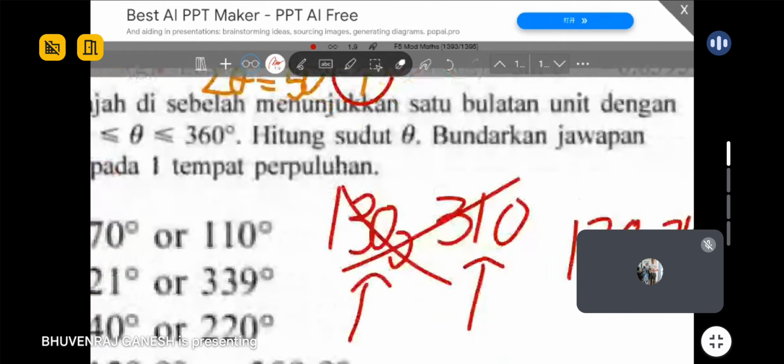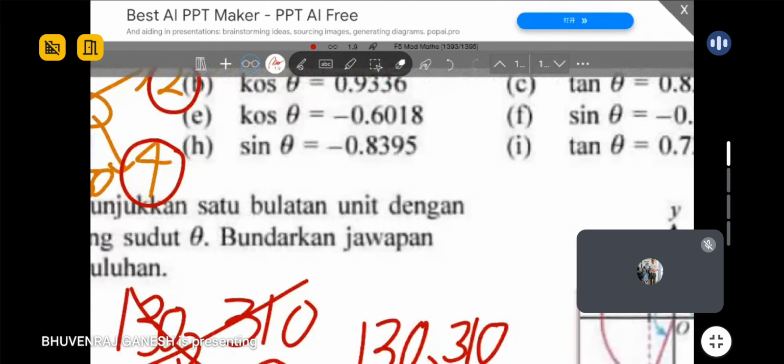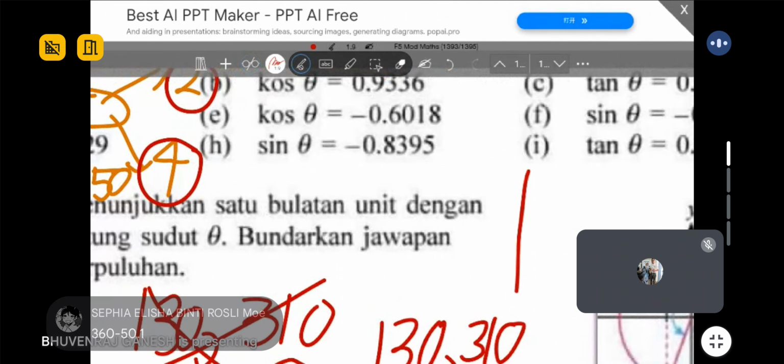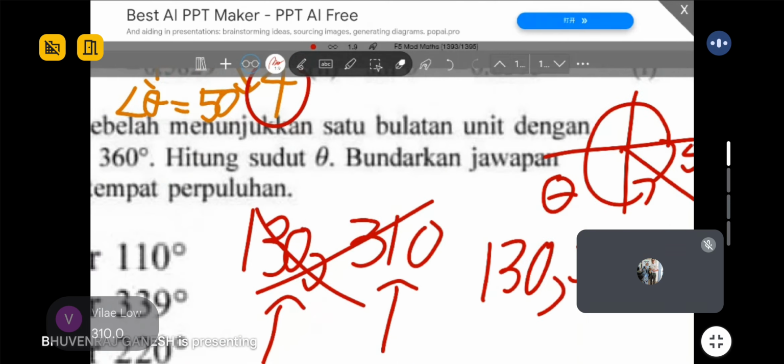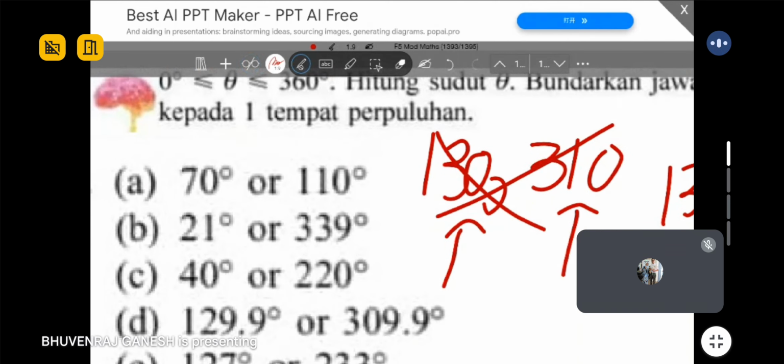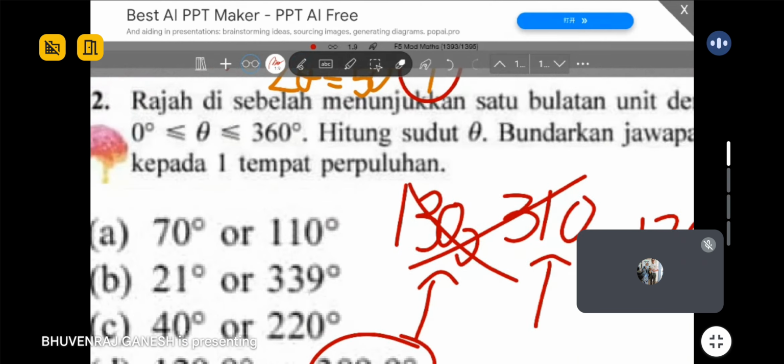310, how to get? So 310 basically is quadrant 4. Your reference angle is 50, so this is your theta. So 360 minus 50, so 310. But actually in your calculator, you should get this answer: 309.9. So yeah. Okay guys, are you all clear?